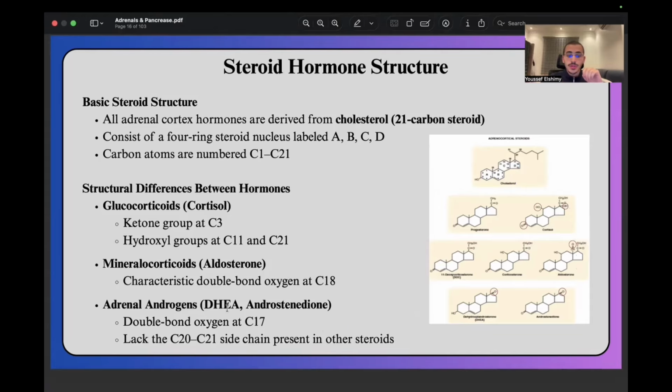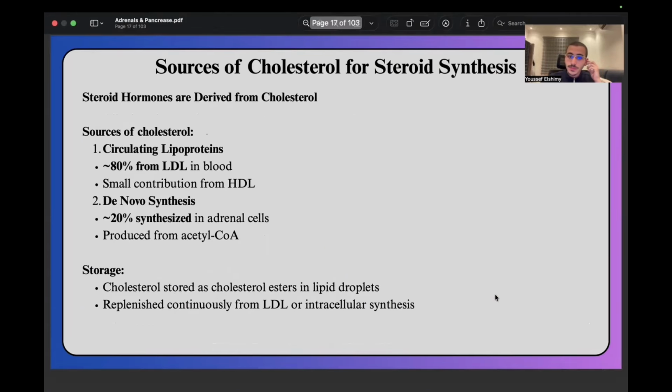Then you have the adrenal androgens, which are DHEA as well as androstenedione. Mainly, you can see the double-bonded oxygen at C17, and also it lacks the C20, C21 side chain present in other steroids. You can see the side chains here. It lacks this side chain, and it has a double-bonded oxygen at C17, and that is what makes this steroid hormone an adrenal androgen. Okay. We mentioned that cholesterol is very important for steroid synthesis, but how does the adrenal cortex get cholesterol in order to produce steroids?